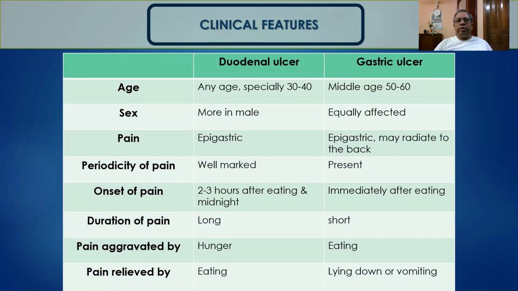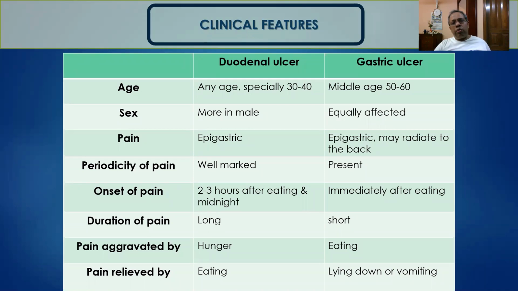So clinical features of duodenal ulcer and gastric ulcer. Age: usually 30 to 40 years for duodenal ulcer; in gastric ulcer it is the elderly age, 50 to 60 years. Sex: more in males for duodenal ulcer; gastric ulcer affects both equally. Pain is epigastric in duodenal ulcer; in gastric ulcer it is epigastric and may radiate to the back, particularly with a posterior gastric ulcer, where it radiates to the back more. Periodicity of pain is well marked in duodenal ulcer; in gastric ulcer it is also present.